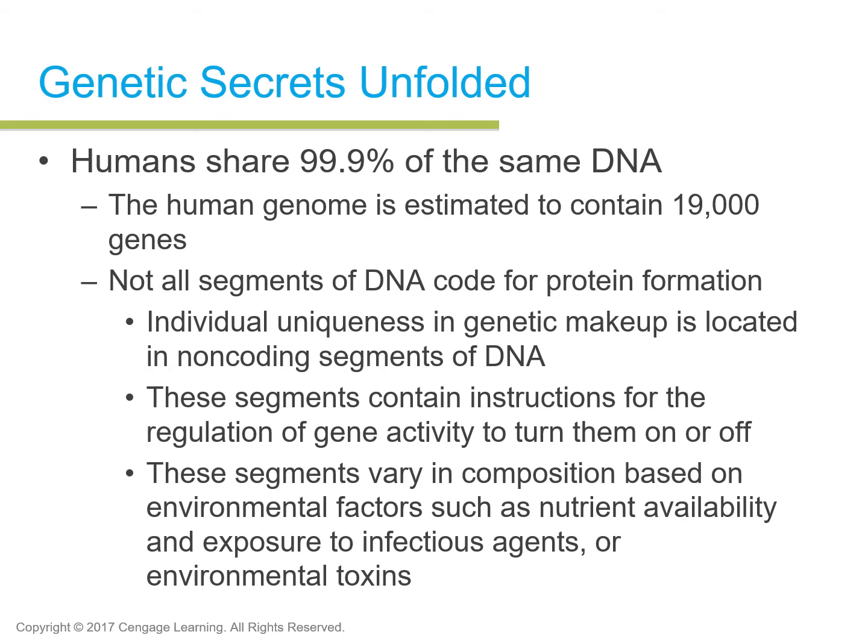These segments contain instructions for the regulation of gene activity, such as when a specific gene should turn off or on, or when a gene should increase in activity or be silenced or dormant, as we call it. These segments contain instructions to turn genes off or on, like light switches. They're activated or dormant. These segments vary in composition based on environmental factors such as nutrient availability and exposure to infectious agents or environmental toxins.